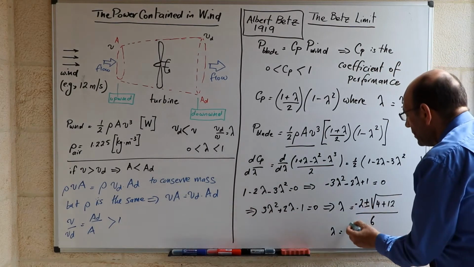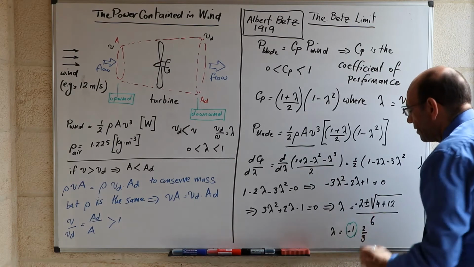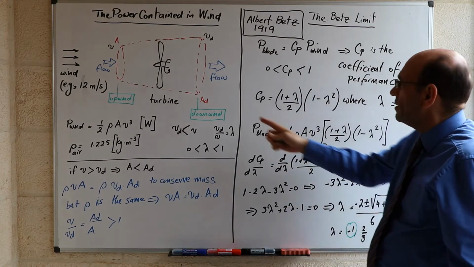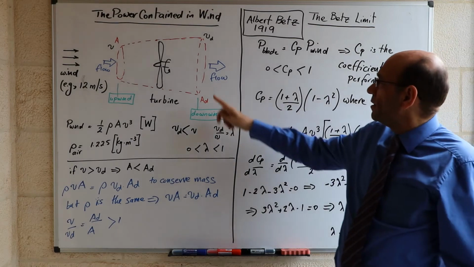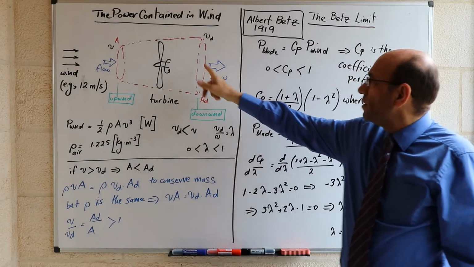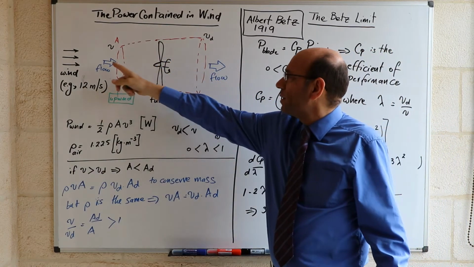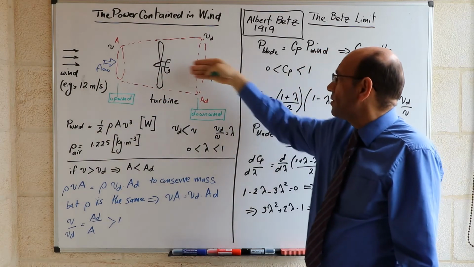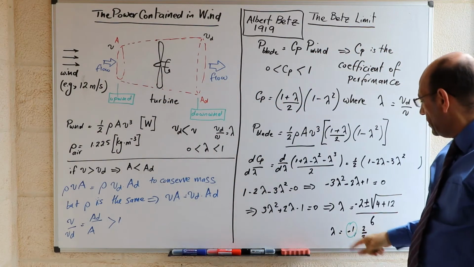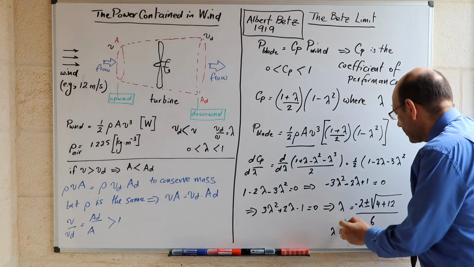So −1 is meaningless in this case, it doesn't really have any physical significance. It's meaningless to say that the value of Vd is the opposite of V. So when the wind is blowing in this direction, Vd is blowing in this direction. That's meaningless, it doesn't have any physical significance.